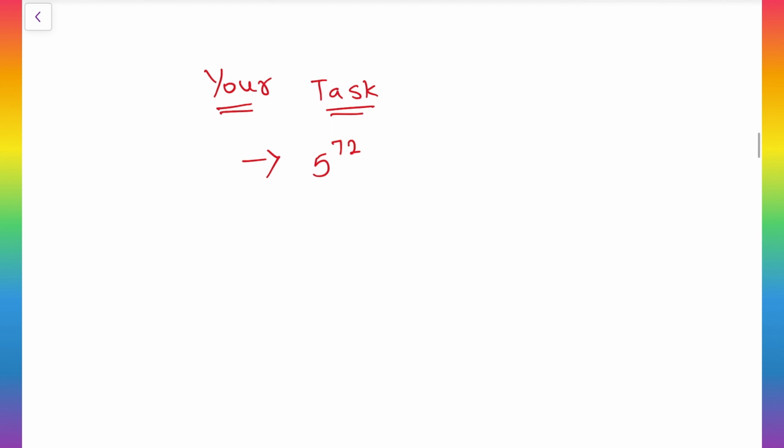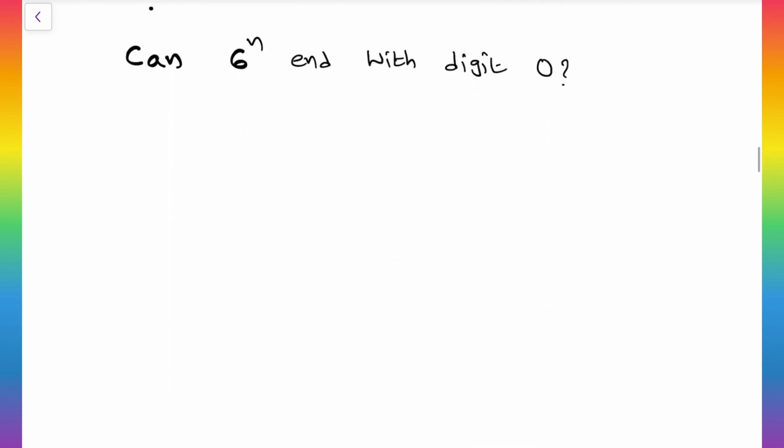Next, this is your task. What is the last digit of 5 power 72? You also do 2 or 3 steps, and then confirm what the last digit of it is. Next, one more question related to this digit type of question.